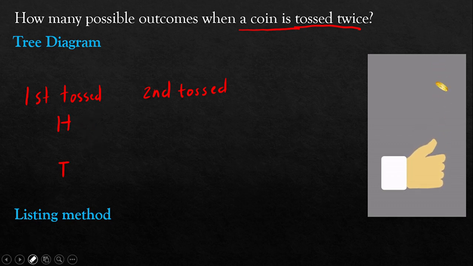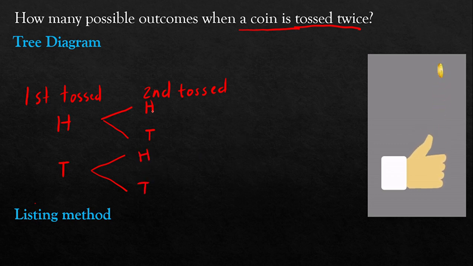Let me erase this one. From the tree diagram, from the heads on the first toss, it will divide into two, it will have another branch, or sanga in Tagalog. From heads, it will have another branch, which is heads and tails. That is for the second event, or the second toss. And then from tails also, it will have a branch of heads and tails.